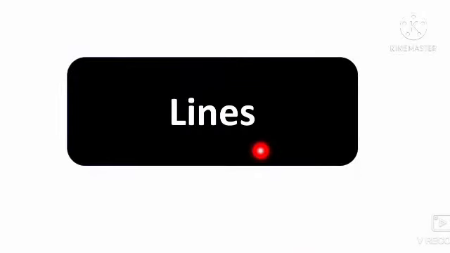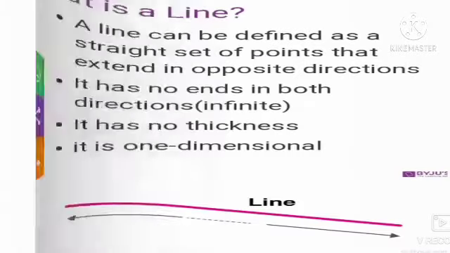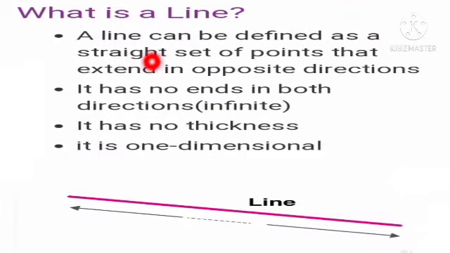Now let us see about lines. What is a line? A line can be defined as a straight set of points that extend in opposite directions. It extends in both directions. It has no ends in both directions. It has no thickness. It has length. It is one-dimensional.